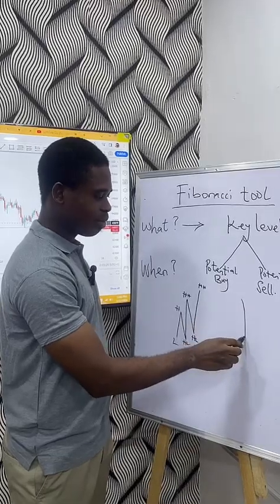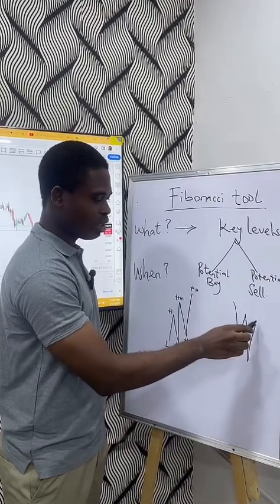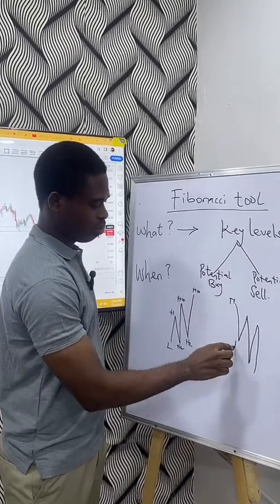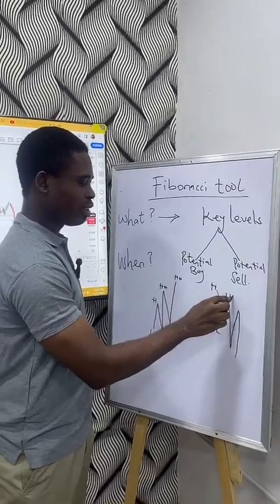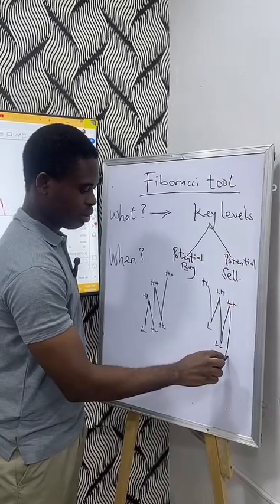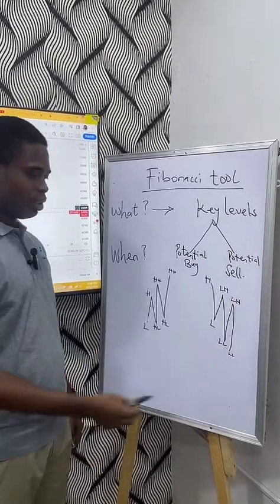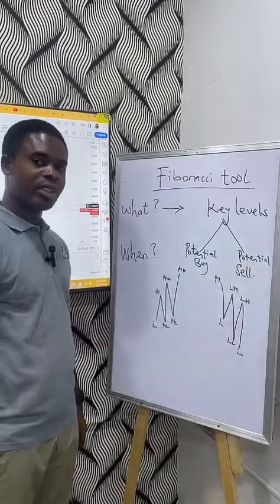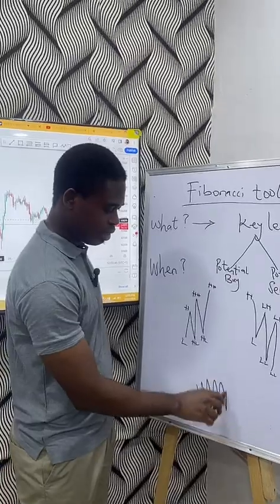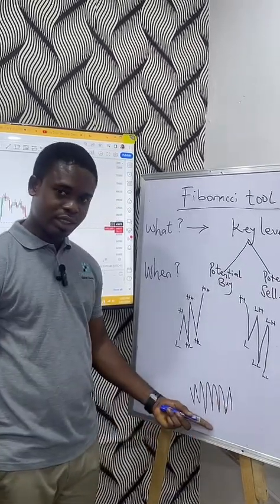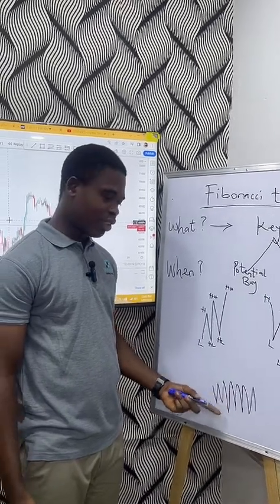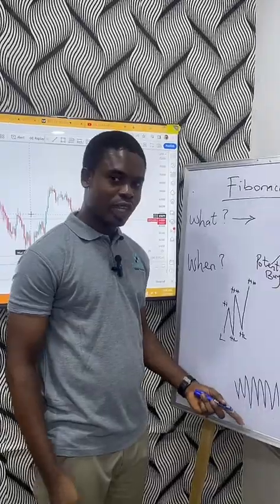Also, we know that a downtrend consists of lower highs and lower lows. So we expect price to retrace before we join the sell. But in a consolidating market, we are not doing anything. We are not buying or selling in the consolidating market. The market doesn't have a clear direction, so we are not using the Fibonacci tool.